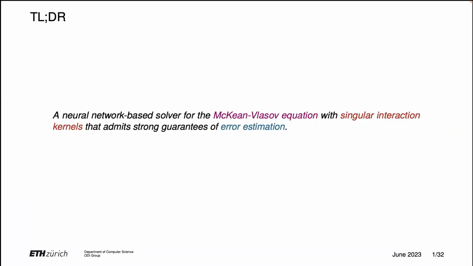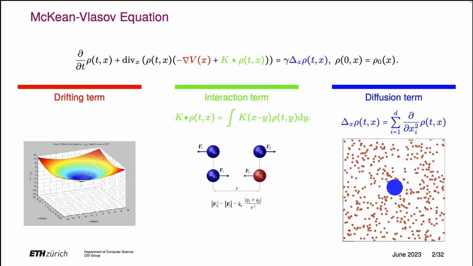So let me first give you a very brief summary of the presentation. Basically, we propose a neural network-based solver for the McKean-Vlasov equation with singular interaction kernels that admit strong guarantees of error estimation. Don't worry if you are not familiar with the keywords of McKean-Vlasov equation, singular interaction kernels, and the error estimation. We will introduce them in this presentation. Okay, so let's first introduce the McKean-Vlasov equation.